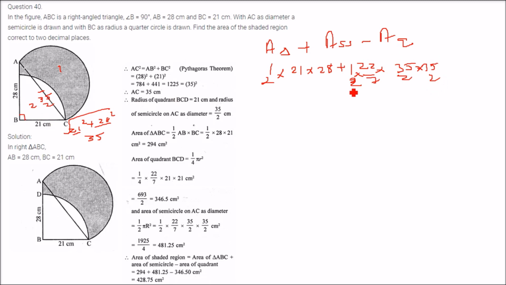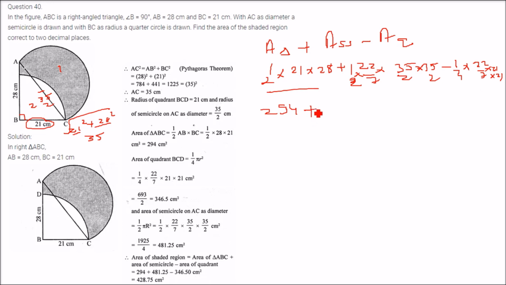So the area of the quadrant will be what? It will be 1 by 4 pi r square. Theta by 360, theta is 90 degrees. So theta by 360 into pi r square. So we have to subtract 1 by 4 into pi into r square. What is the radius of this one? It is already given, this 21. So 21 into 21.